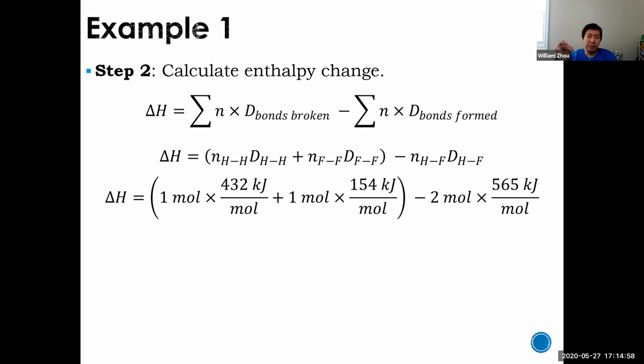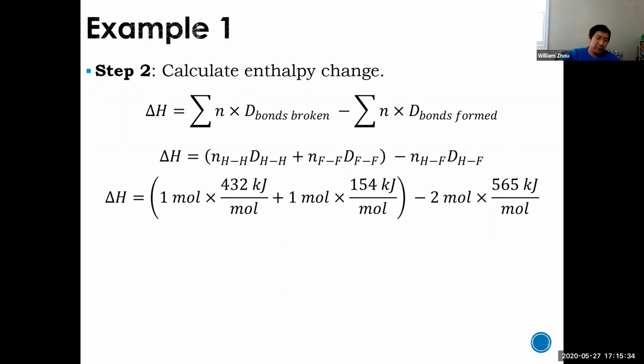Now you substitute the numbers in. The moles of HH bond, well, there's 1 mole, as we mentioned earlier, so I put in 1 mole. The energy per mole is 432 kilojoules per mole, as determined earlier. And you fill the same thing out for fluorine: 1 mole of fluorine, 154 kilojoules per mole per bond. So that is a reactant, minus 2 moles of HF. That's why the n of HF is 2 moles, and the bond energy per mole is 565 kilojoules per mole.